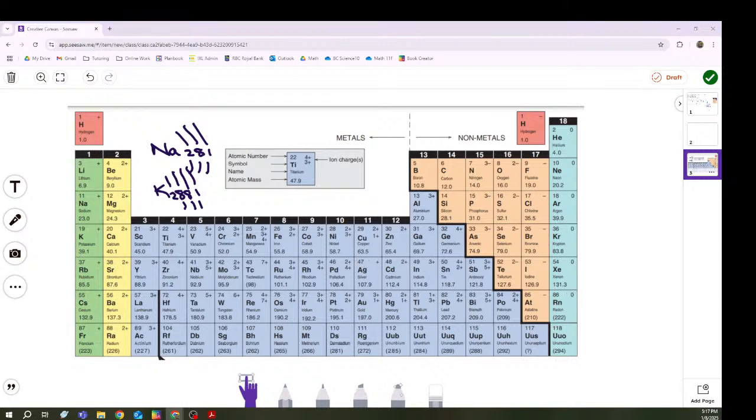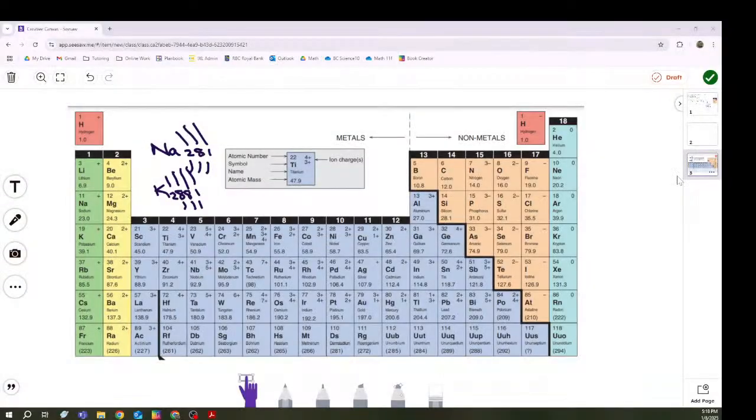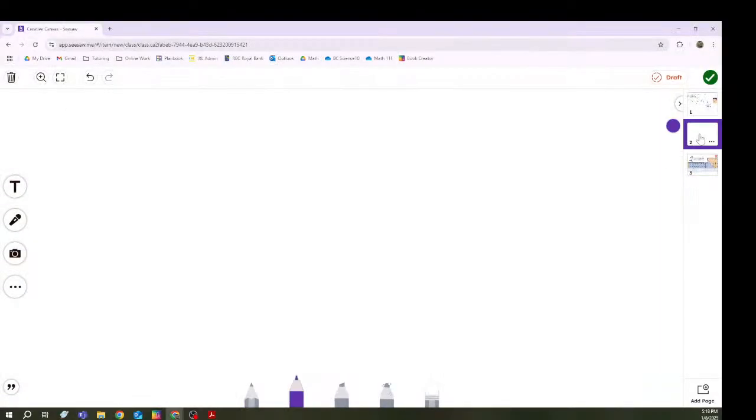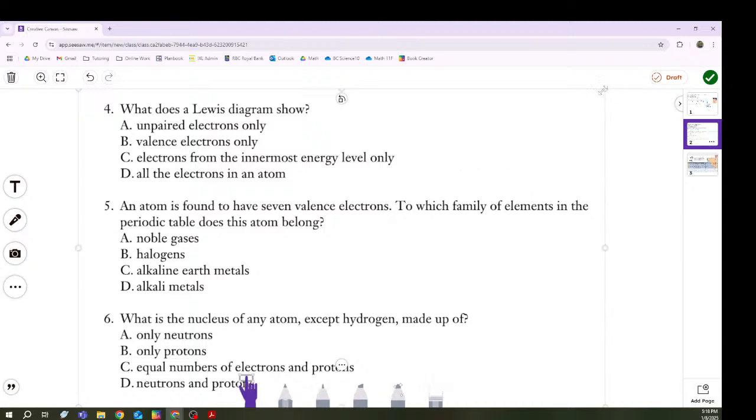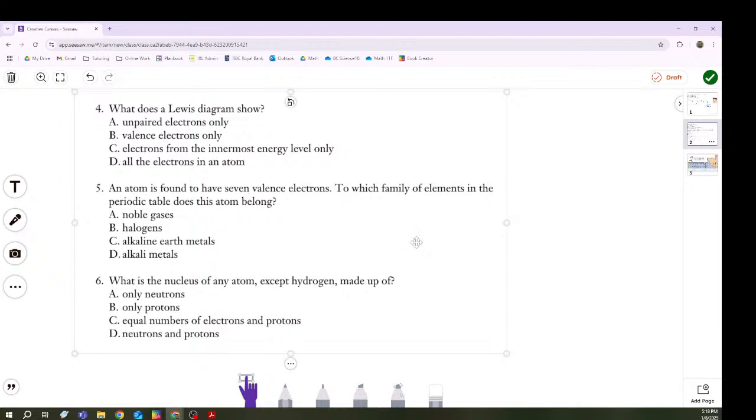Okay, where did my page go? Let's do some more, pull out some more questions here. Let's take the next three. Oh, I already opened a page. Let's use that one. Okay, what does a Lewis diagram show? Unpaired electrons, valence electrons, electrons from the innermost energy level, or all of the electrons? Yes, and we just talked about that, so I was happy you got that.